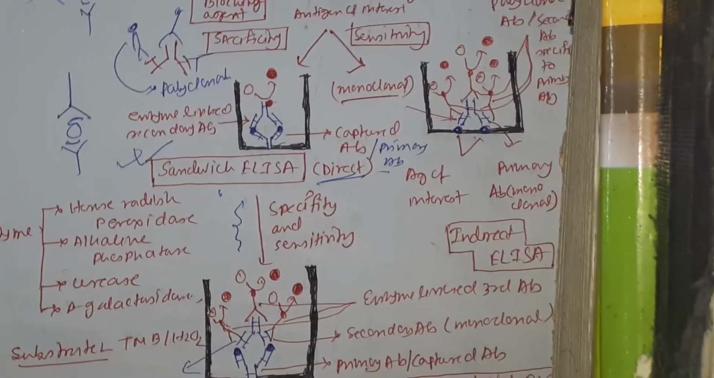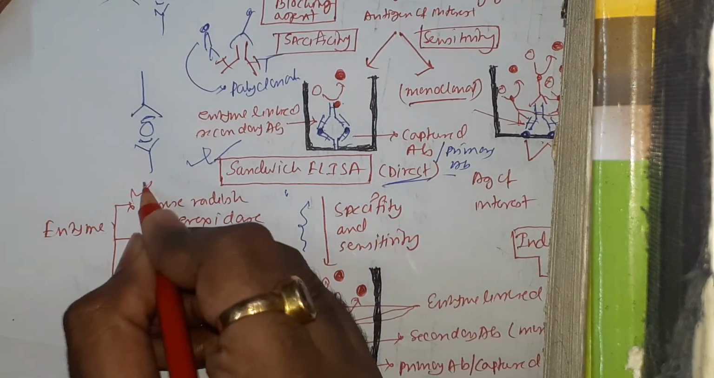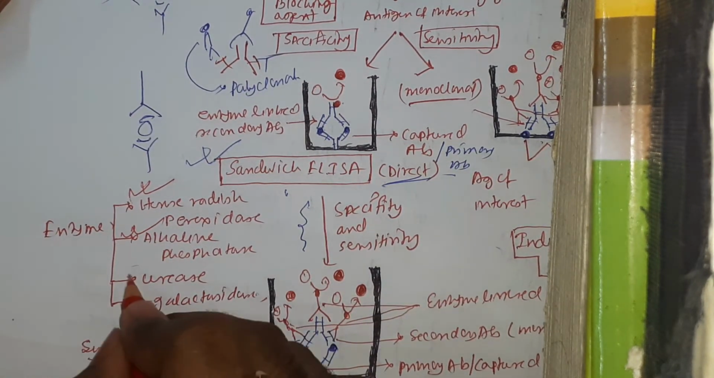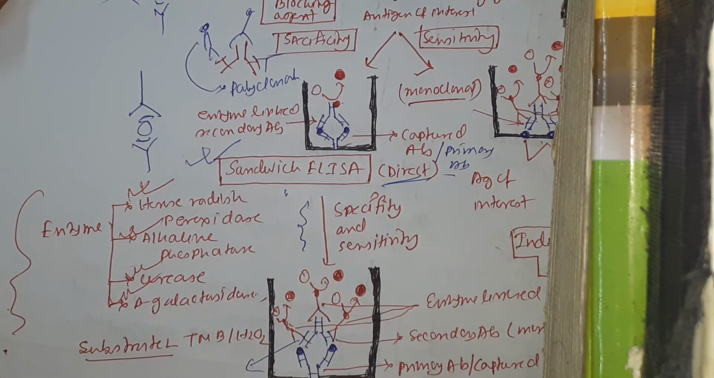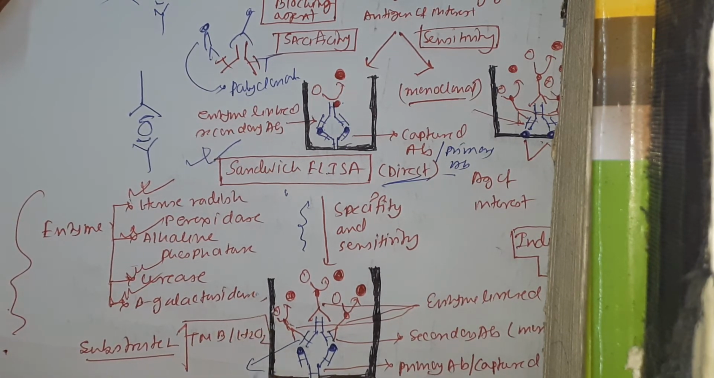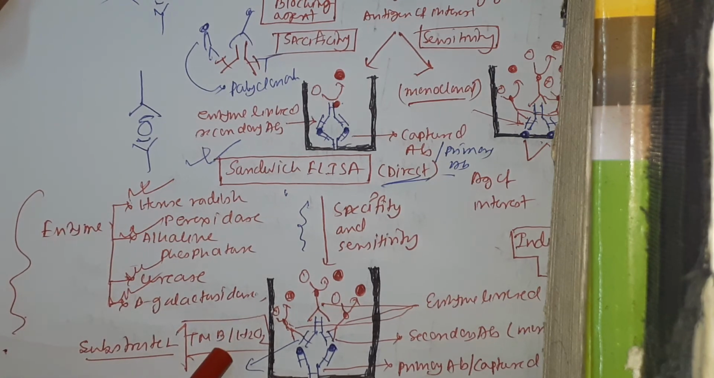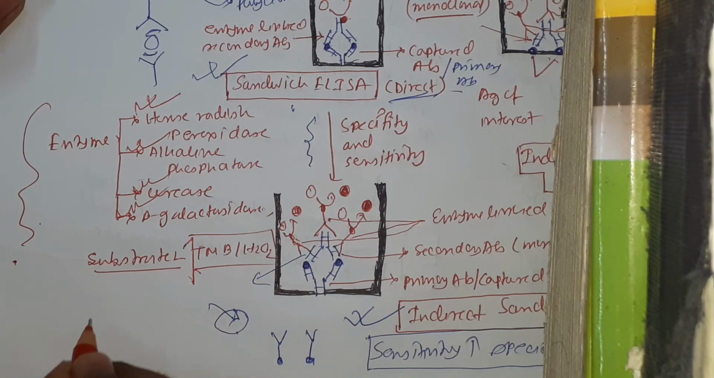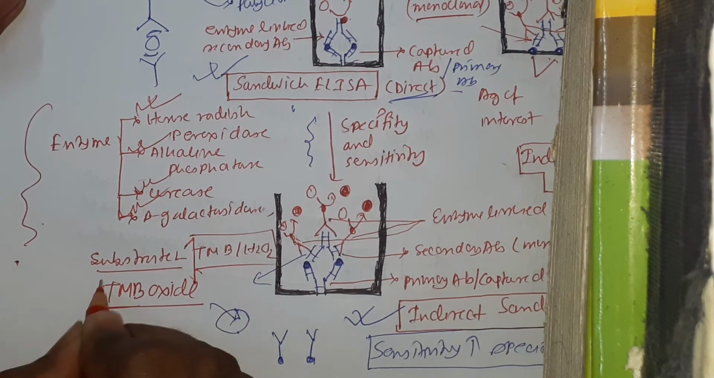I think you have a question about what those enzymes are. Those enzymes are horseradish peroxidase, alkaline phosphatase, urease, and beta galactosidase. You can use one of these four enzymes. The substrate used in the case of horseradish peroxidase is tetramethylbenzidine with hydrogen peroxide, in which hydrogen peroxide is our substrate, which on reaction with horseradish peroxidase gives its oxygen to tetramethylbenzidine and leads to the formation of oxidized tetramethylbenzidine, which will give a blue color.